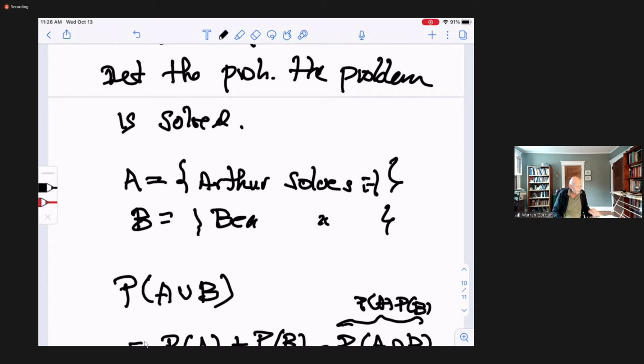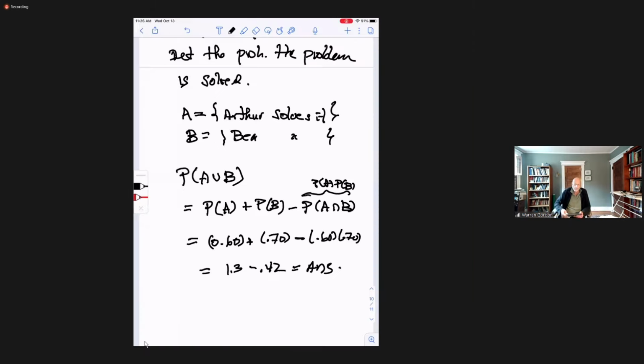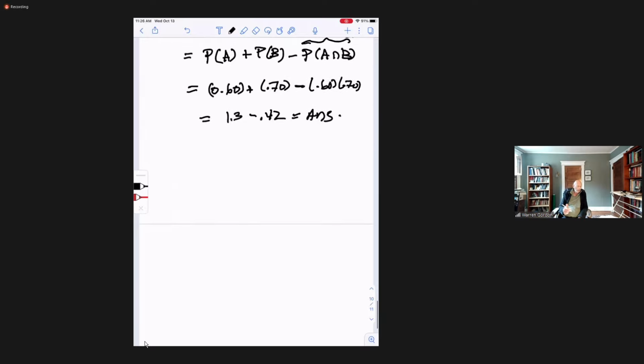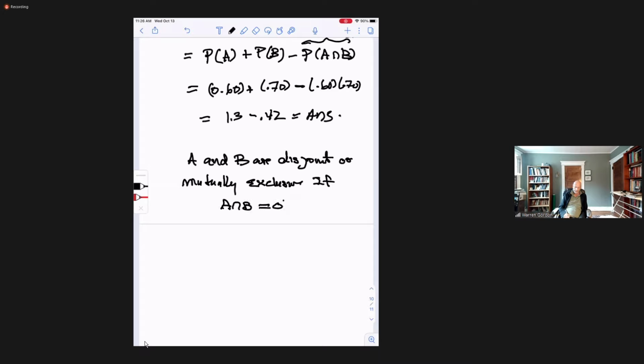Now, students often mix up the notion of independence with mutually exclusive, okay? So consider the following. Remember, A and B are disjoint or mutually exclusive if their intersection is the empty set. Okay, meaning they have nothing in common.